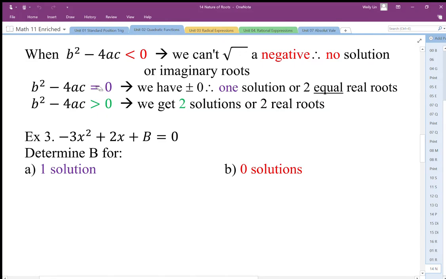If the discriminant is equal to 0, so the inside is equal to 0, we end up with plus minus square root of 0. So plus minus 0 does not give us two unique solutions. It gives us only one solution. Sometimes we call this two equal solutions or two equal roots, but basically it's one answer where it's bouncing off the x-axis. When the discriminant b squared minus 4ac is bigger than 0, we get two solutions.